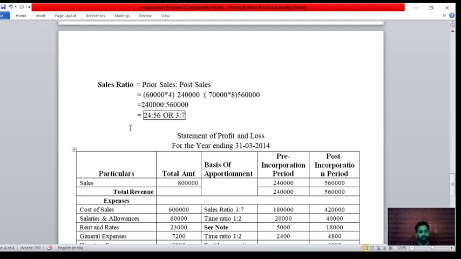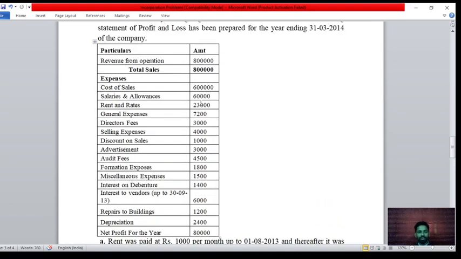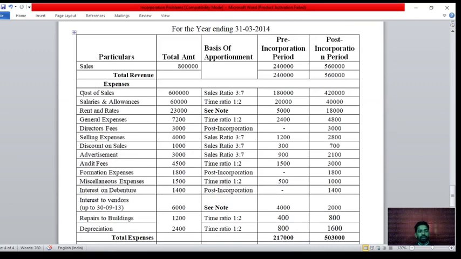Now whatever expenses are there, we have to distribute under the time ratio and the sales ratio. All the expenses, the rates or amounts, I have taken as in the problem. Directly we will solve here. Cost of sales: like this we have to draw the format, as you saw in the last problem. Cost of sales is 6 lakh. This 6 lakh we have to distribute under the sales ratio, which is 3:7. For the pre-incorporation, 6 lakh into 3 divided by 10 will be 1,80,000, and for the post-incorporation 4,20,000.